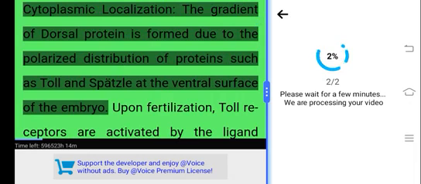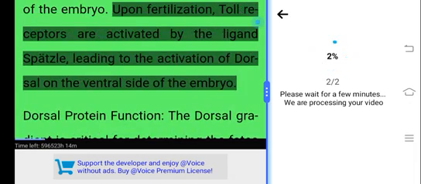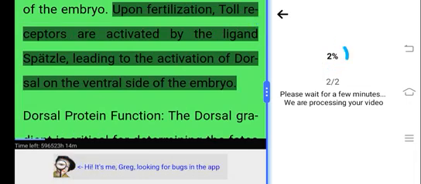Cytoplasmic localization. The gradient of dorsal protein is formed due to the polarized distribution of proteins such as toll and spatzle at the ventral surface of the embryo. Upon fertilization, toll receptors are activated by the ligand spatzle, leading to the activation of dorsal on the ventral side of the embryo.